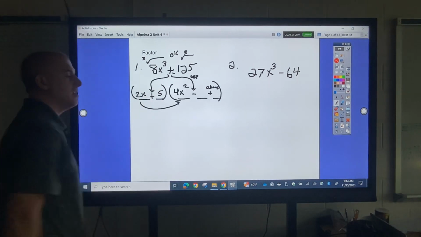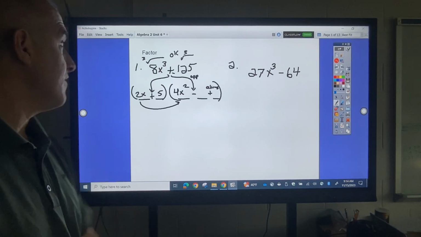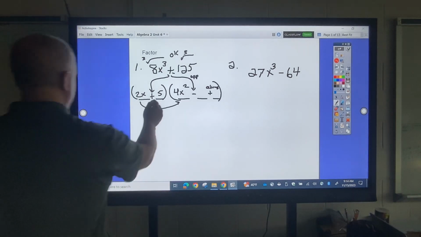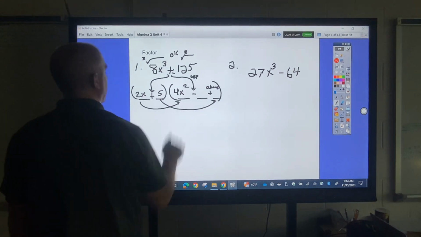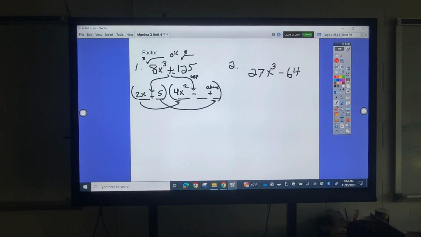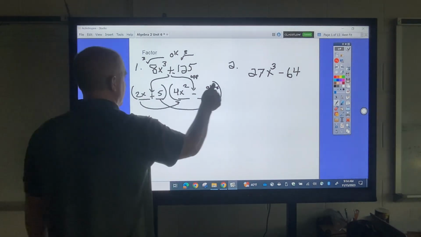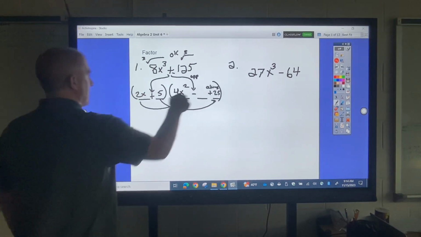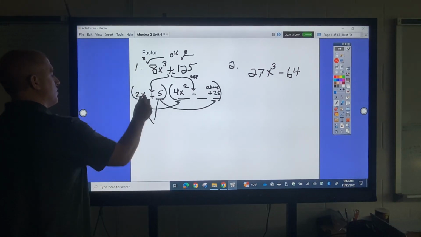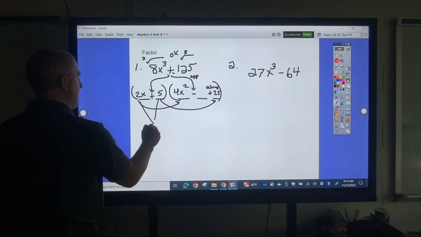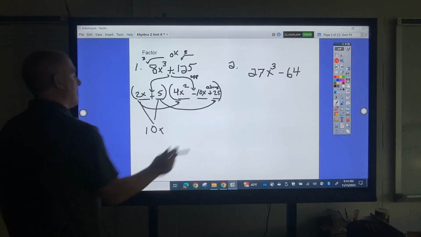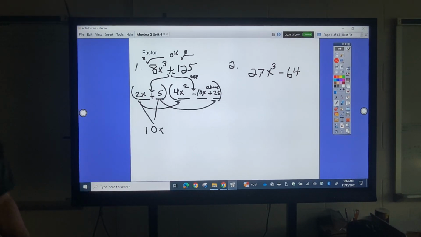If you don't have good multiplication skills, you divide 8 by 2 and that gives you 4. This times this has got to give you the last term. Once again, if you don't have good multiplication skills, divide those. Gives you 25. To get this term, you multiply these two things. So 2x times 5 would be 10x. And that's what goes in that spot, and that's how you factor it. So you have to know the pattern.